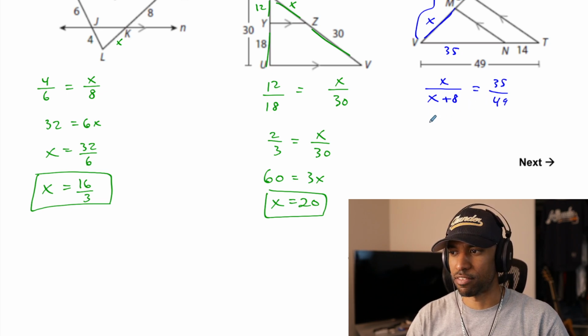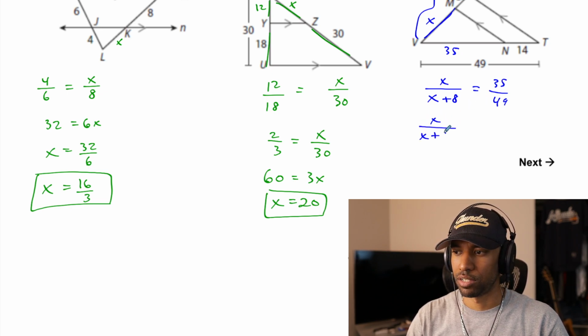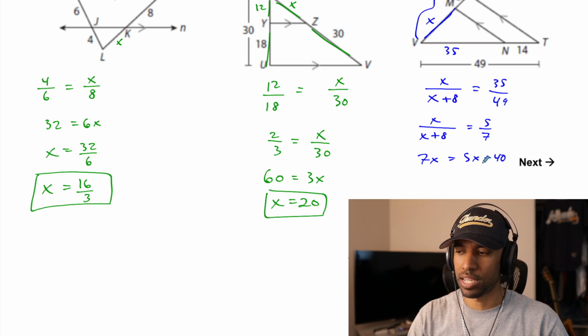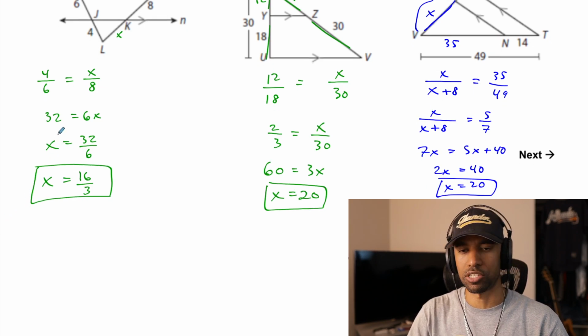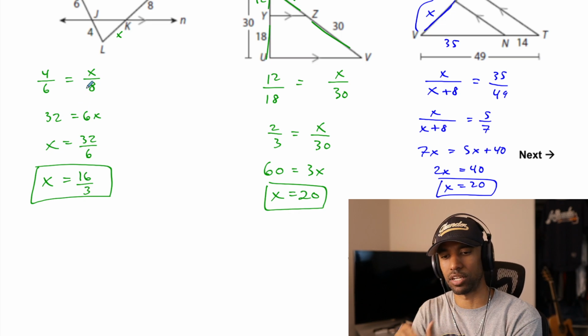If I divide these by 7, I get 5/7 here. Cross multiply, I get 7x equals, as this distributes, 5x plus 40. Subtract 5x from both sides, I get 2x equals 40. Divide by 2, I get x equals 20. If you had your own way of doing it, you're totally fine. You should still be getting x equals 20, assuming you get everything else taken care of.